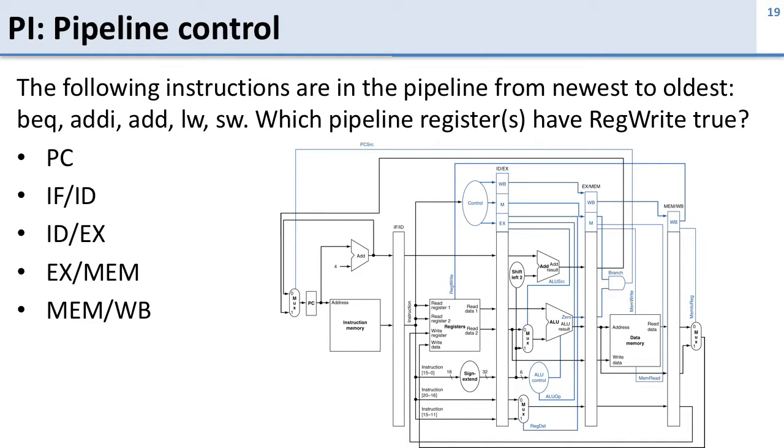So now let's take a look at what goes on in the pipeline registers. We have the following instructions in our pipeline: branch equal, add I, add, load word, and store word. And the question is, which of the pipeline registers have reg write set to be true?